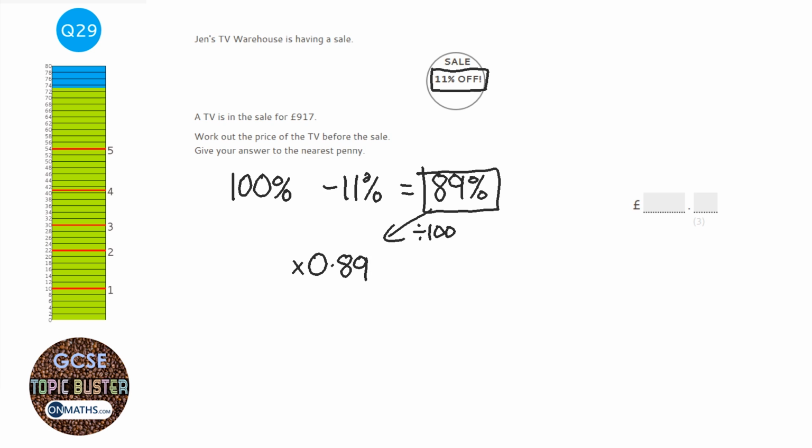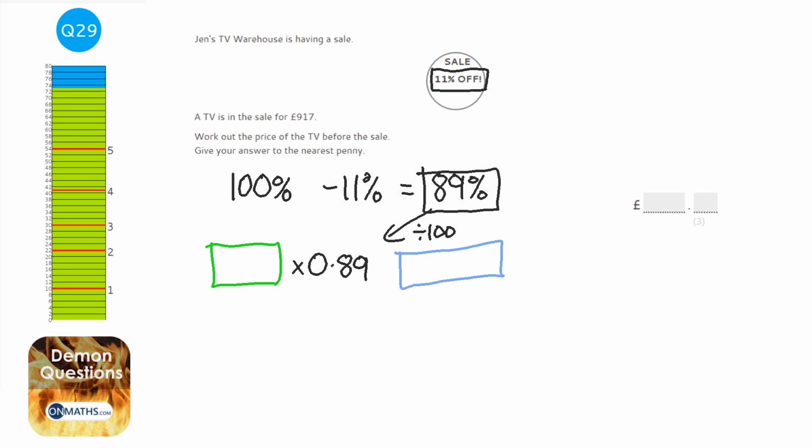And that's a multiplier, because all we need to do is put any number in here, we times it by 0.89, and it gives us what the new number is with 11% taken off. But the difference with this question is we're not working this way, we're working this way. So if you have a look at the question, it says the sale price is 917, work out the price of the TV before the sale.